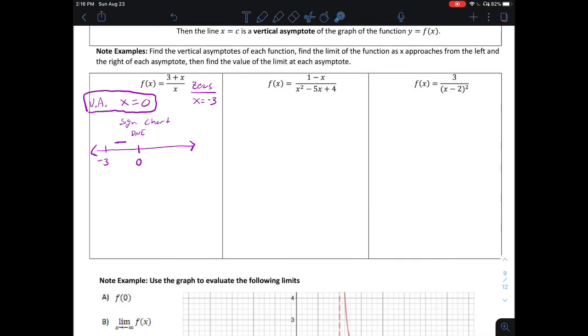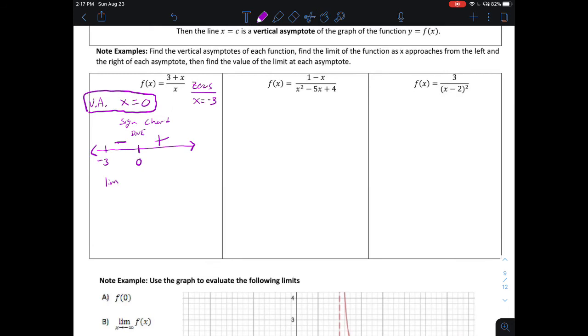And then I want to test on the other side of 0. So pick any number bigger than 0, and you would see what the sign is. So I pick a number bigger than 0, +1. Put +1 in for x. I get 3 plus 1, which is 4, positive over +1. Positive divided by positive is a positive. So I have my sign chart, which means that I can find the value of the limit around the asymptote.